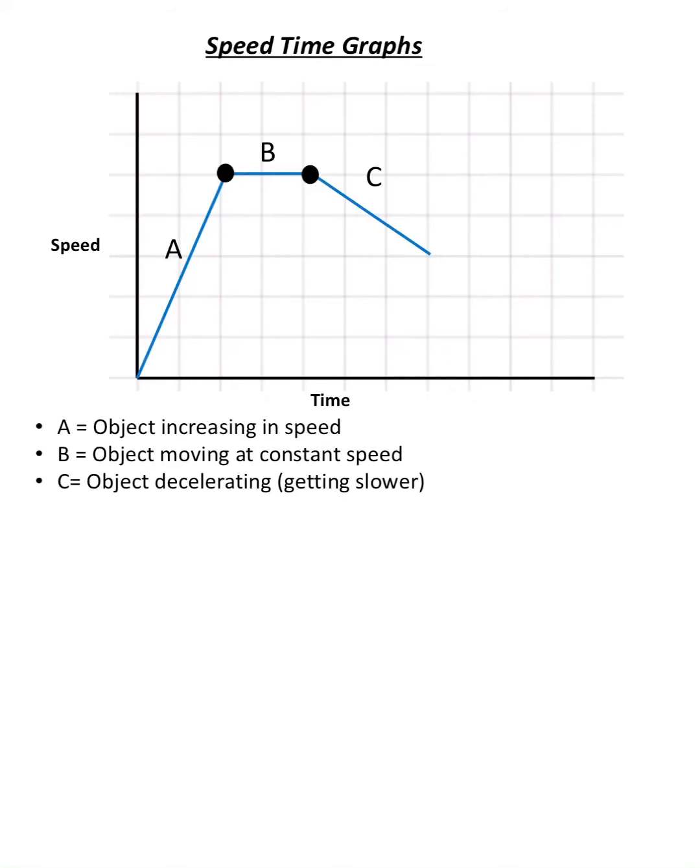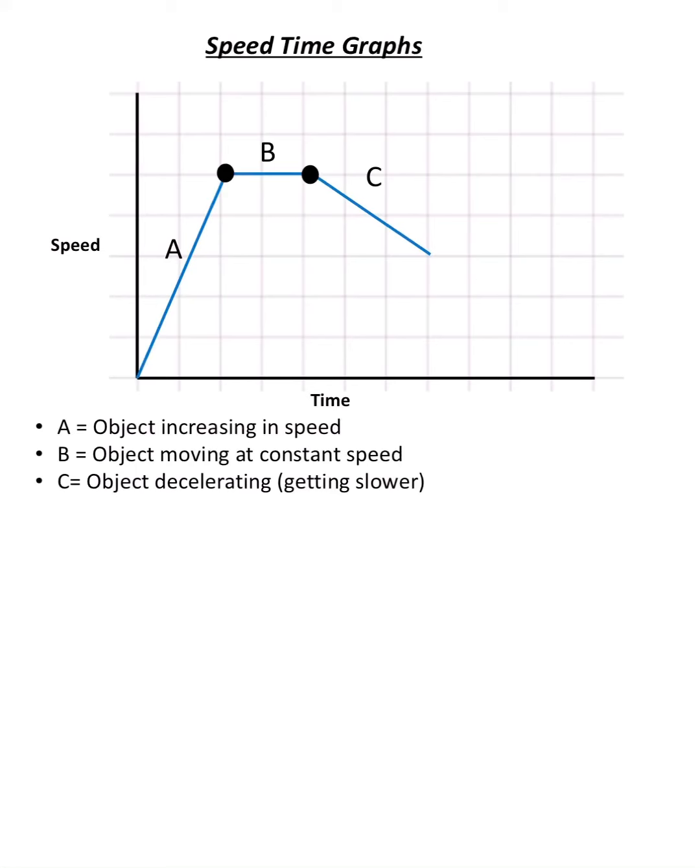In this video, we're going to be looking at speed time graphs. We've already looked at distance time graphs, so this is just another type of graph that you will see. You can see we have our speed along the vertical axis and time along our horizontal axis.